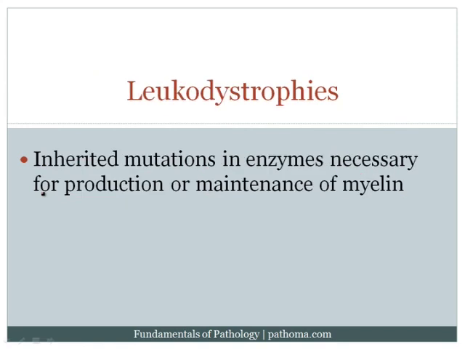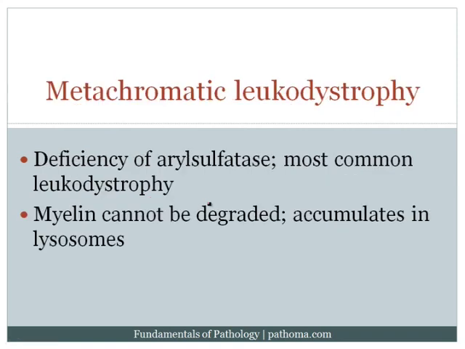The first of these disorders is called leukodystrophies. Leuko means white, and dystrophy means that there's a problem within the white matter. Of course, the white matter is white within the brain because it's loaded with myelin, and that's what gives it the white color. And so leukodystrophies are inherited mutations in enzymes necessary for the production or for the maintenance of myelin. The first of these is metachromatic leukodystrophy.